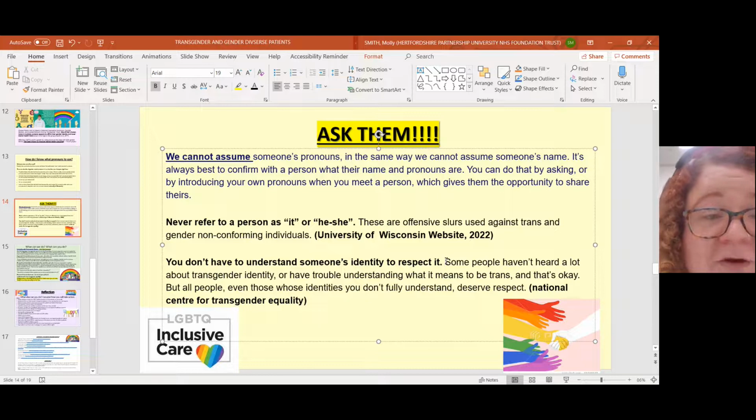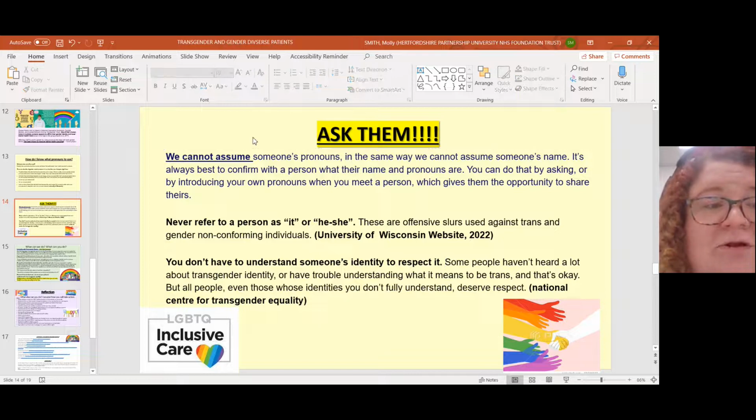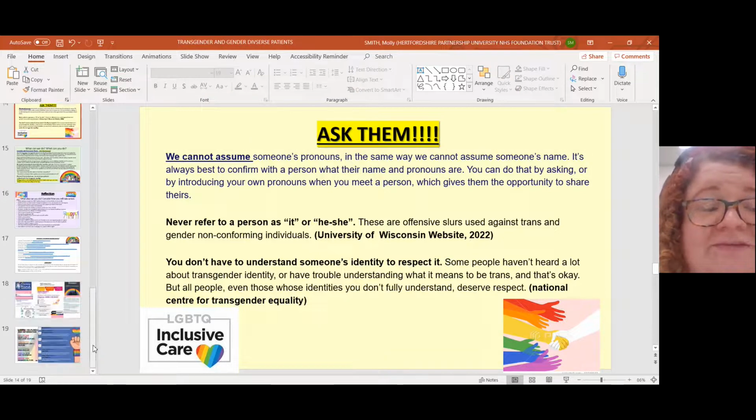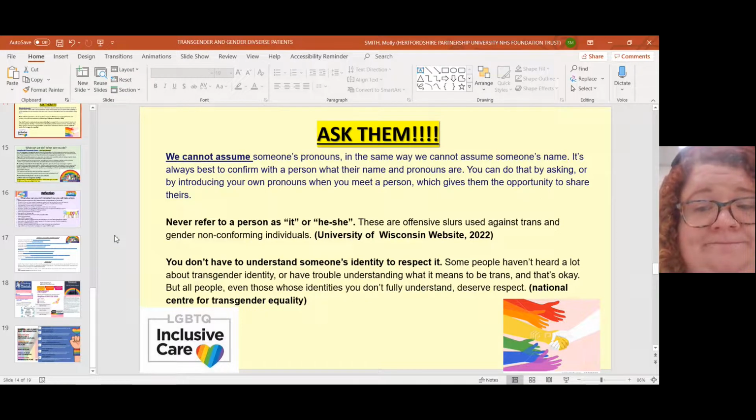Lots of people haven't heard a lot about gender diversity or may struggle with the terms. They may not fully understand it all. I mean, it's good to educate yourself. But again, even if you don't understand it, you can still respect someone. They still deserve to be treated as a human being with respect. You wouldn't like someone to misgender you, so please don't do it to someone where gender identity is very important to them.